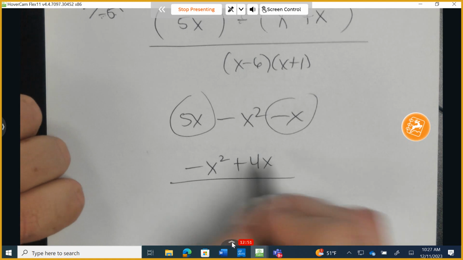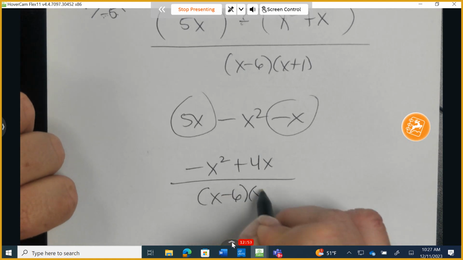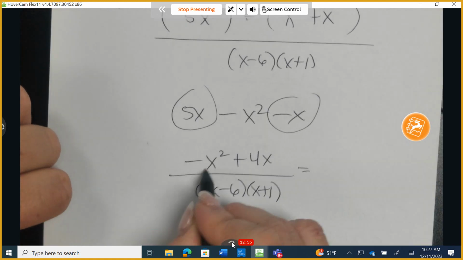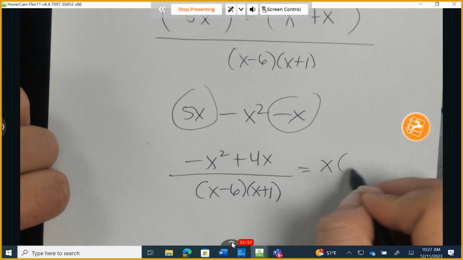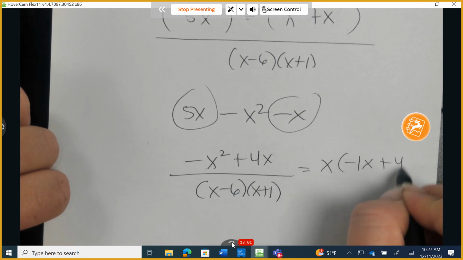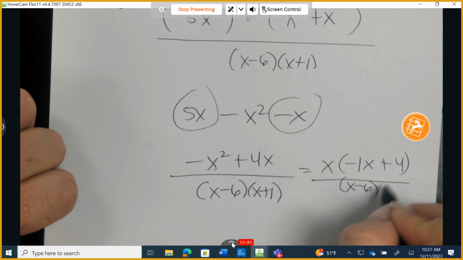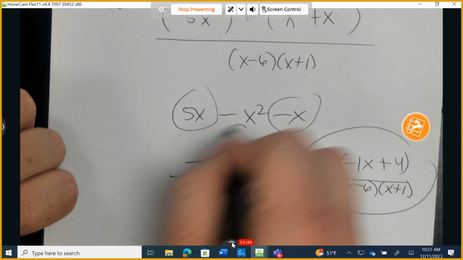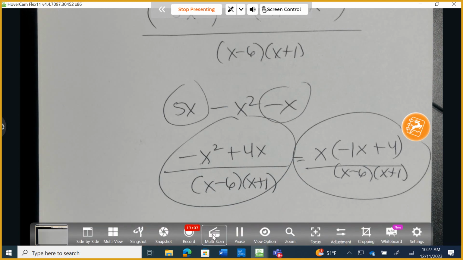Now, at this point, I would accept this, but I want you to recognize that both of these terms have an x, so we could factor out an x to get x times negative x plus 4. This would also suffice as a correct answer, either one of these options.